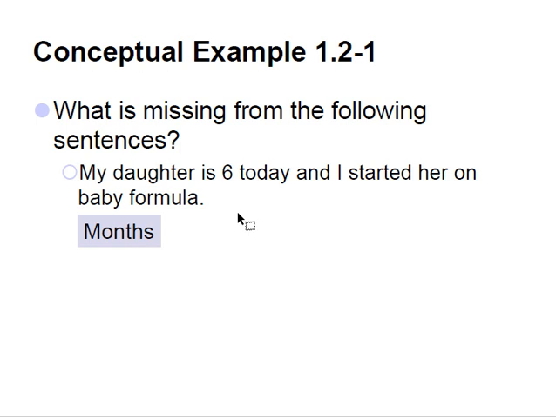Of course, in day-to-day life, sometimes we say my daughter is 6. Some people say it without the unit, but it would be nice if you use the correct unit or word. It's going to make more sense to what you're saying. So anyway, the first example, the missing word or unit is months.